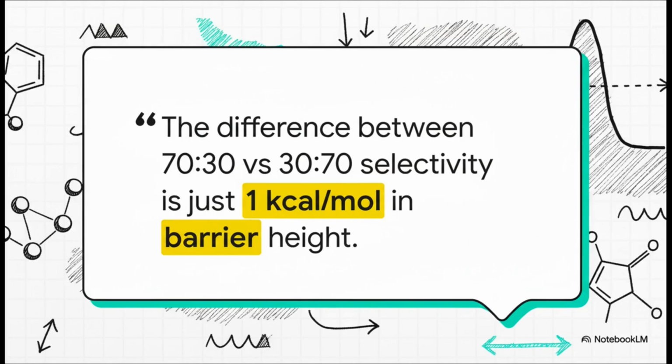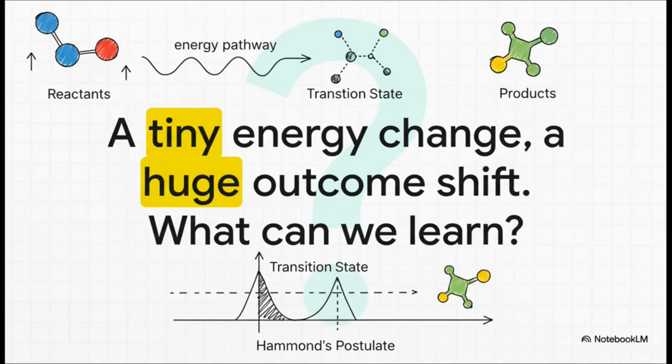Just look at this quote. A tiny, tiny difference in the height of that energy barrier, just 1 kilocalorie per mole, which is an almost negligible amount of energy, is enough to completely flip the outcome of a reaction from, say, 70% of one product to just 30%. And that, right there, is the ultimate takeaway.